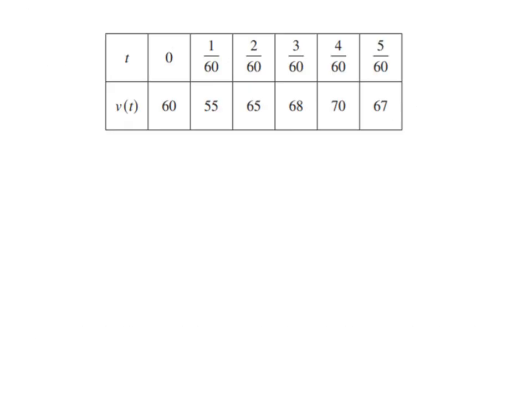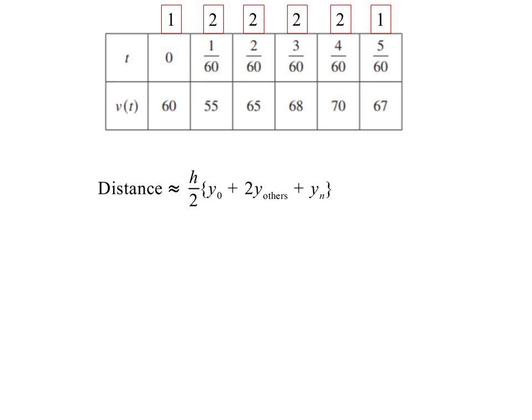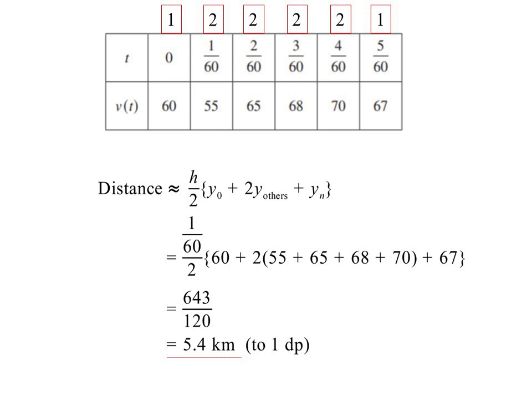Okay. Well, there's the table of values. There's my formula. I know I'm going to go 1 times the end ones, 2 times all the ones in the middle. H on 2, well, the height of each one is 1/60th according to our table of values there. And then inside those braces, I've got 60 and 67, and then twice all the ones in the middle. And to 1 decimal place, 5.4 kilometres is the answer.